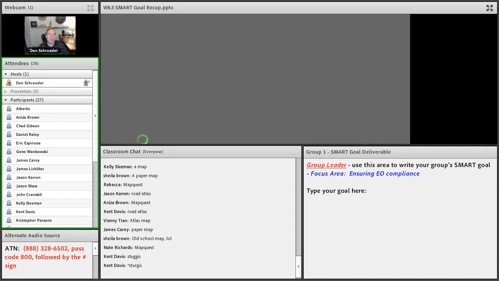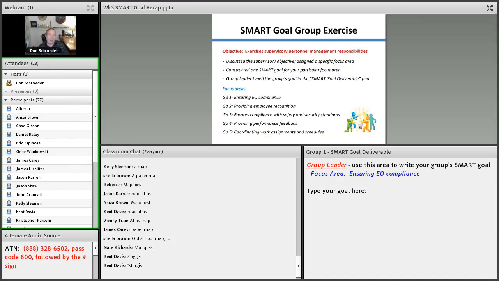So when you see the slide that says SMART goal group exercise, and you see group 1, 2, 3, 4, 5 on there, give me laughter. Give me a smiley face if you see the SMART goal group exercise slide, and then under focus areas, it says group 1, 2, 3, 4, 5. There we go. All right, good.